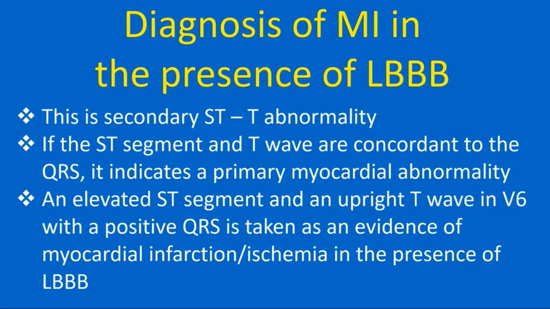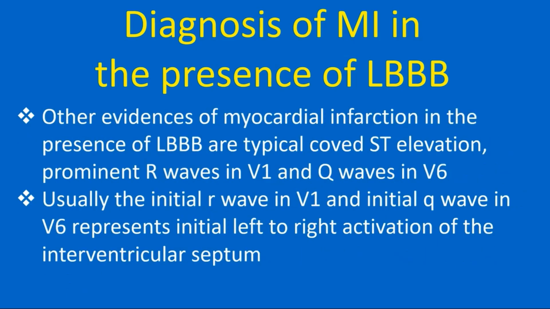If the ST segment and T wave are concordant to the QRS, it indicates a primary myocardial abnormality. An elevated ST segment and an upright T wave in V6 with a positive QRS is taken as evidence of myocardial infarction or ischemia in the presence of LBBB. Other evidence of myocardial infarction in the presence of LBBB are typical cove ST elevation, prominent R waves in V1 and Q waves in V6.